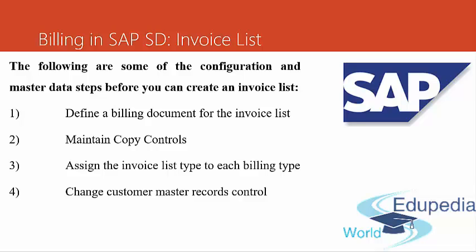Now we'll talk about configuration of invoice list. An invoice list is a collection of one or more billing documents. The configuration of the billing type used for an invoice list is same as any standard billing type. The copy controls are set up between billing documents.